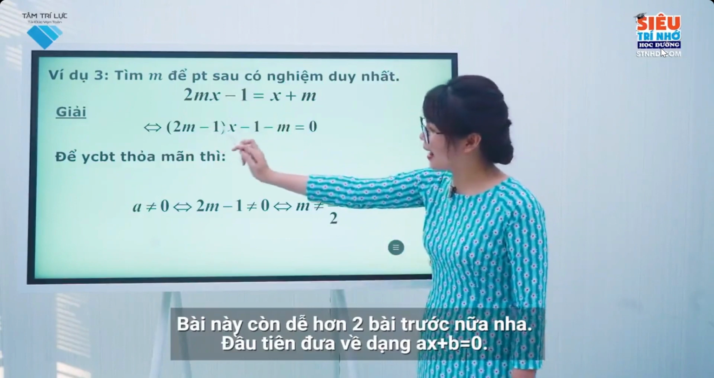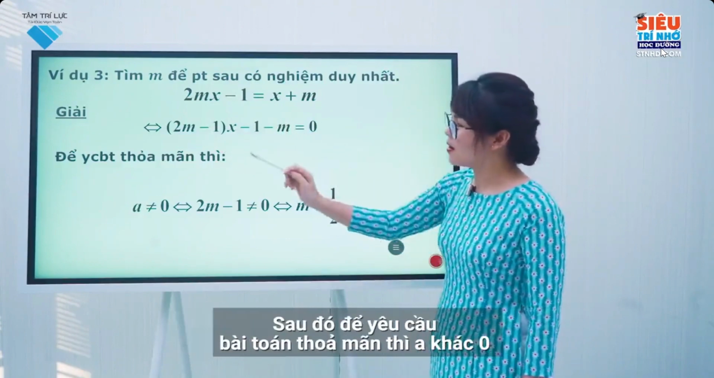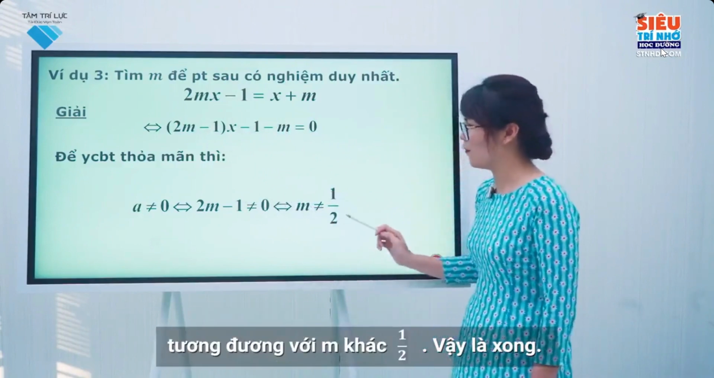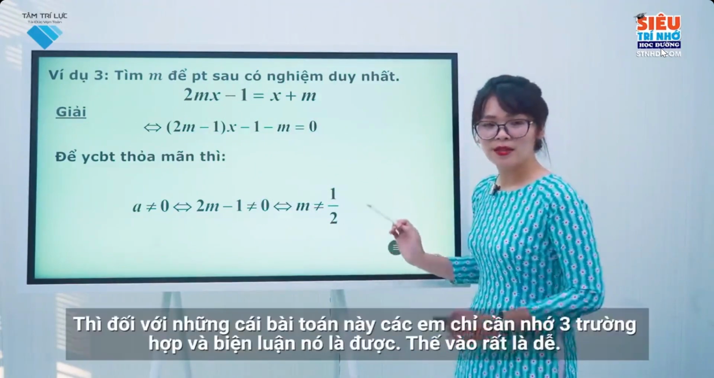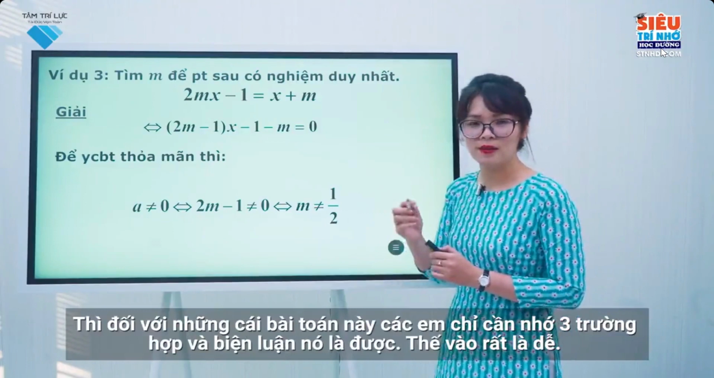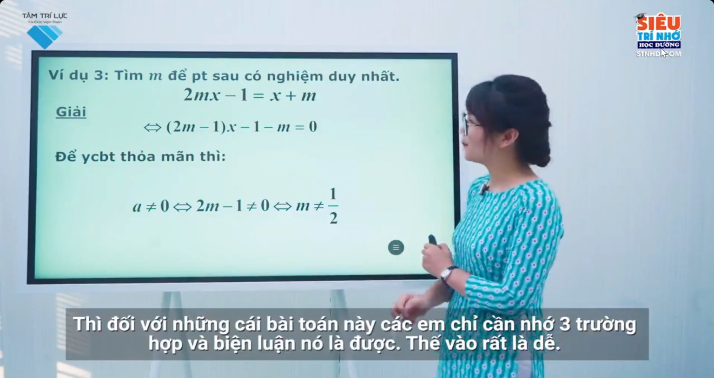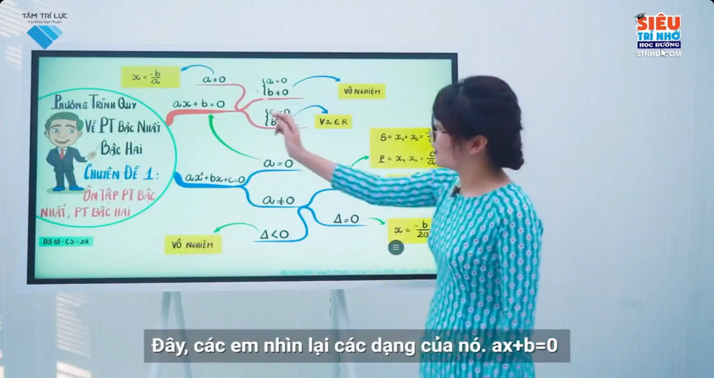First, convert the equation to the form ax plus b is 0. Then, to meet the question's condition, a isn't 0, or m isn't 1/2. That is the answer to this question. For such questions, you just need to remember 3 cases and discuss them. The replacement step is very simple. You can look at its form again.